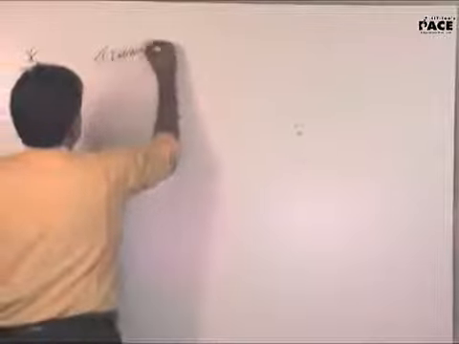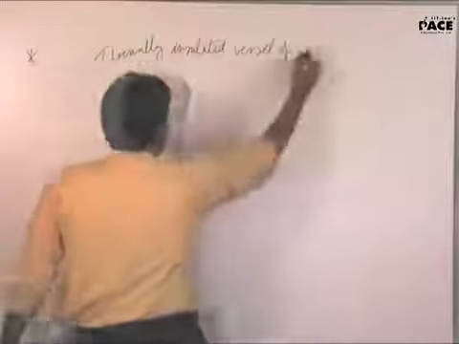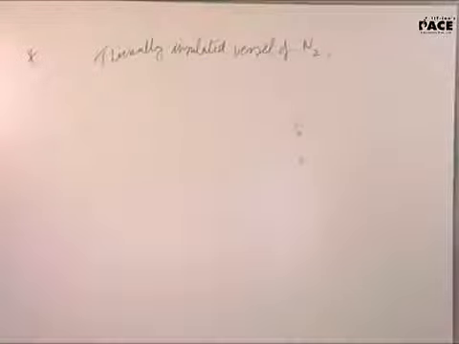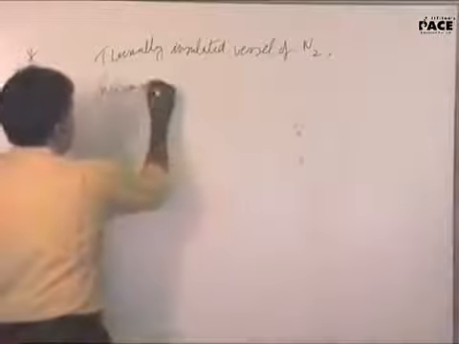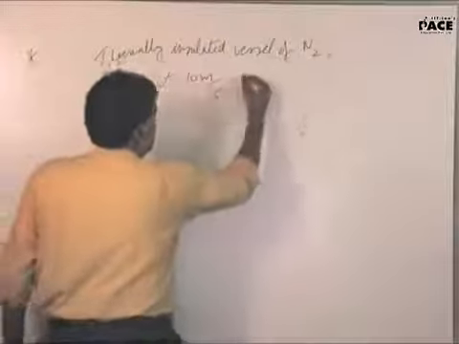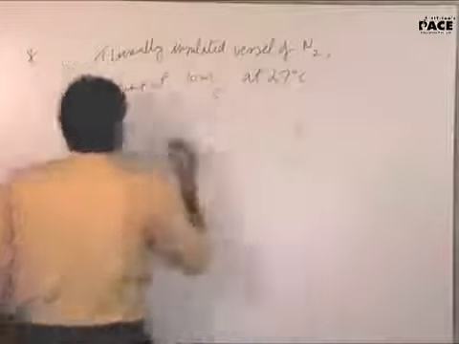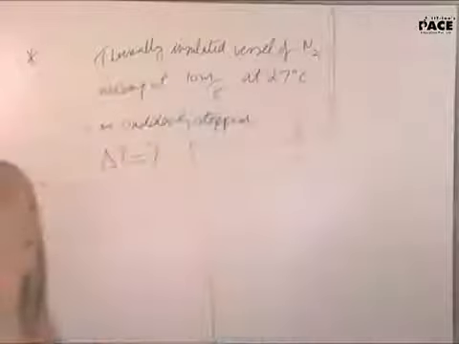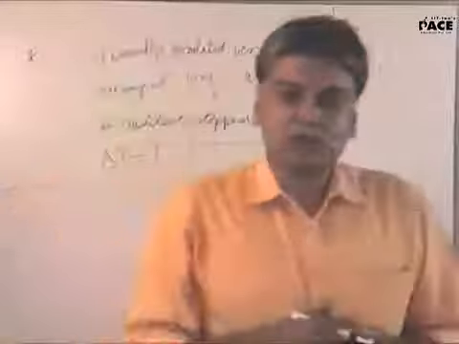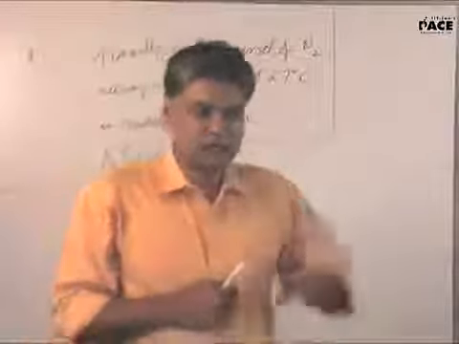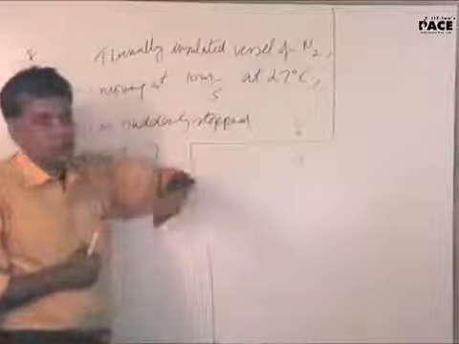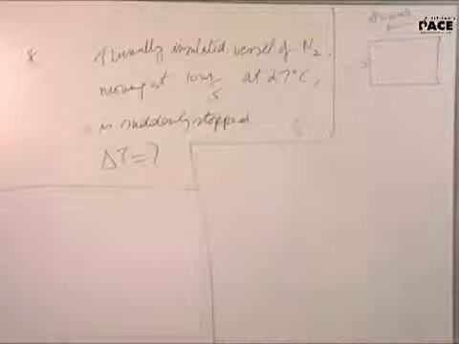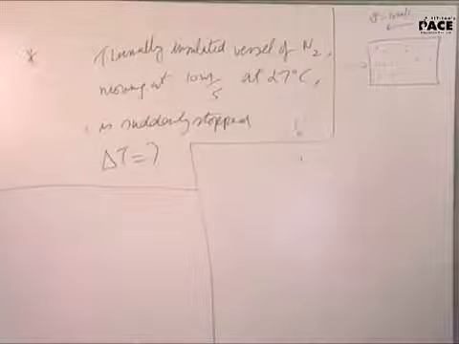A thermally insulated vessel of nitrogen moving at 10 meter per second at 27 degrees centigrade is suddenly stopped. What is the rise in temperature of the gas? I would prefer to get the answer in general terms. Don't give me a specific answer, that's just for your information. Give me the answer in general symbols. Molar mass by v squared by 2 CV, did you say? Let me check it out.